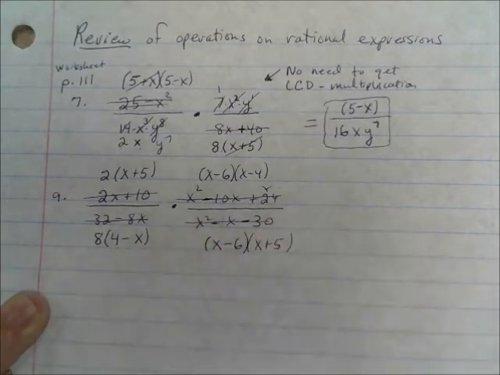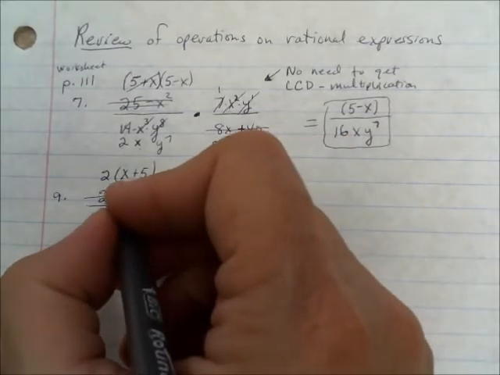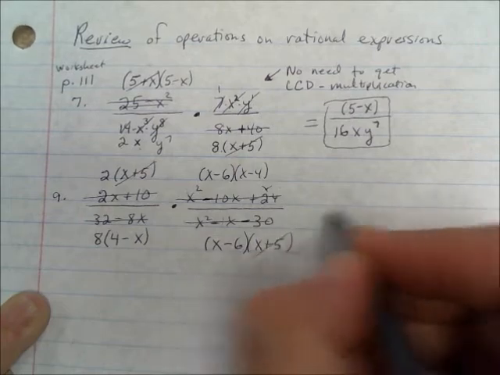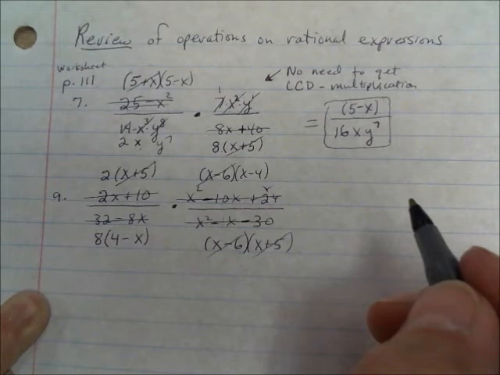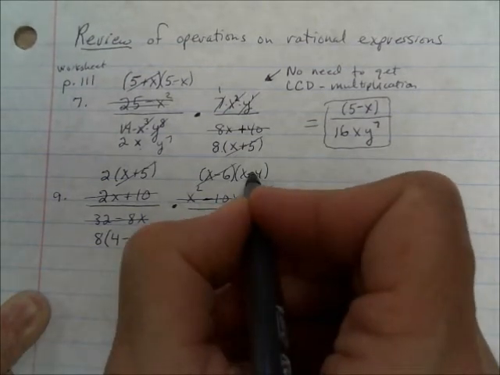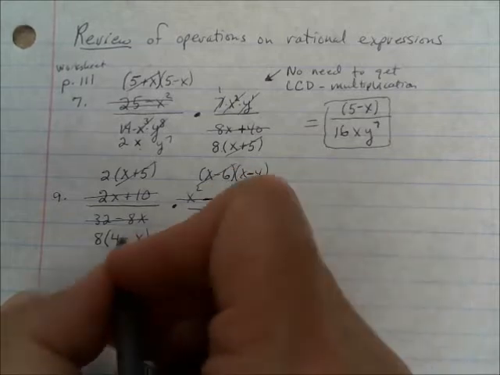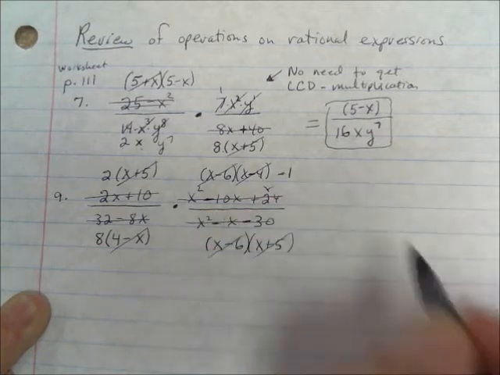So all of these have been factored, and now we can just look for common factors to reduce down. We have an x plus 5 in the top and bottom. We have an x minus 6 in the top and bottom. We have an x minus 4 and a 4 minus x. Remember, if it's subtraction and they're in opposite orders, they will reduce down to a negative 1, and I usually put it on the top.